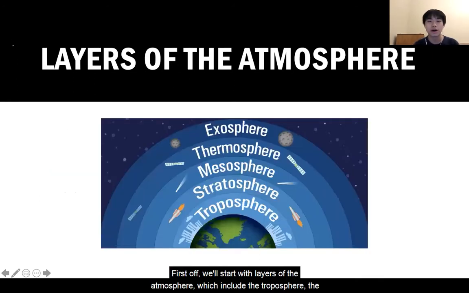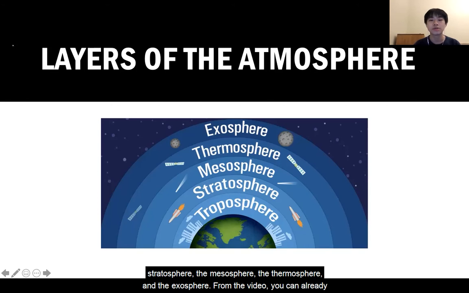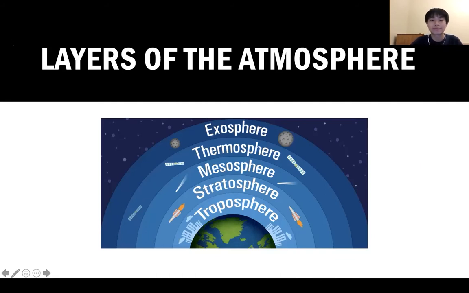So first off, we'll start with the layers of the atmosphere, which include the troposphere, the stratosphere, the mesosphere, the thermosphere, and the exosphere. And from the video, you can already make a few observations about the atmosphere. You see that meteors are in the mesosphere in the image, and you can see satellites in the thermosphere. So that gives you a pretty good idea of some of the details about the layers of the atmosphere that we'll be talking about today.